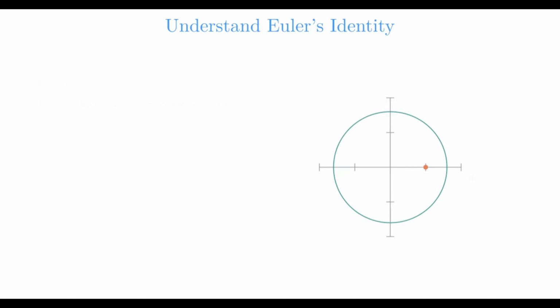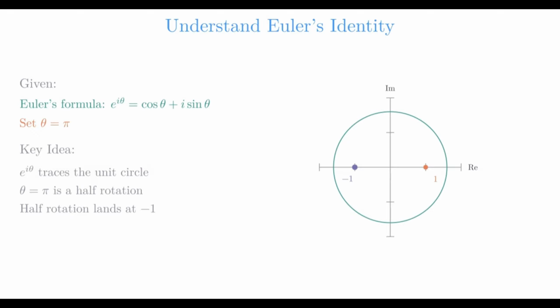Euler's identity. e to the i pi plus 1 equals 0. 5 fundamental constants. One elegant equation, often called the most beautiful formula in mathematics. It looks mysterious. How can an exponential of an imaginary number give -1? The secret is that complex exponentials don't grow, they rotate. Goal: understand why e to the i pi equals -1 by watching it as rotation.